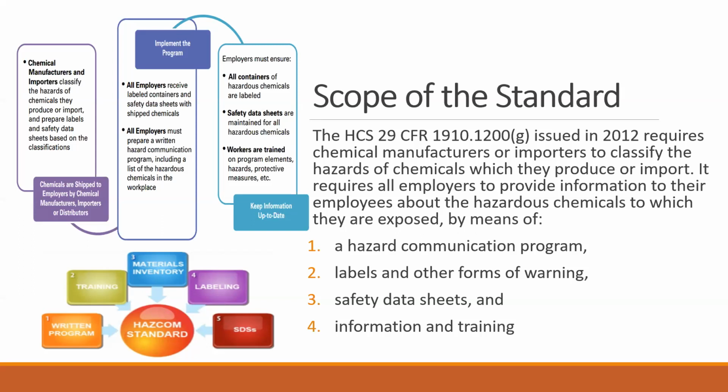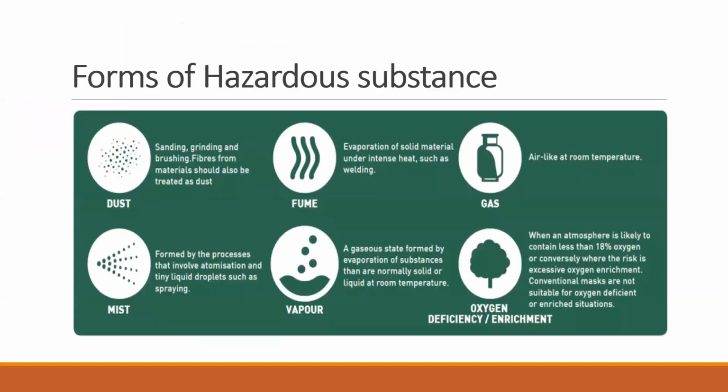Our manufacturer has the responsibility to develop the label and MSDS. Our distributor has the responsibility to take the label and MSDS from the manufacturer. And we as an employer have the responsibility to take these two things. Then once it comes into our facility, we need to develop the hazard communication program, and provide the information and training to our staff on how to deal with this hazardous chemical. Clear?